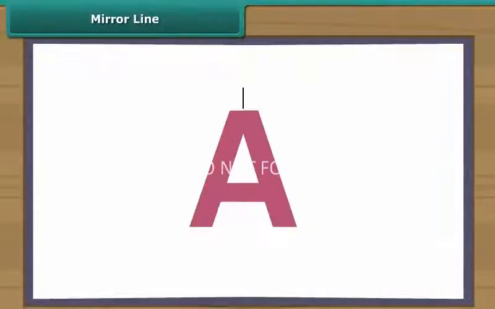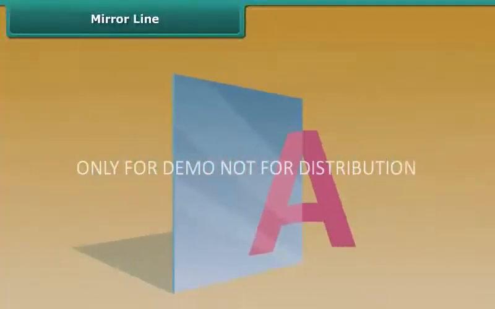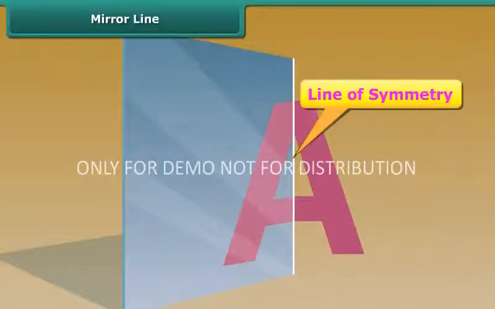A shape has a line of symmetry when one half of it is the mirror image of the other half. Now let's check whether the line drawn on A is the line of symmetry or not. We take its one half and place it in front of a mirror. Wow! Its one half is equal to the other half. This means that this is the line of symmetry.